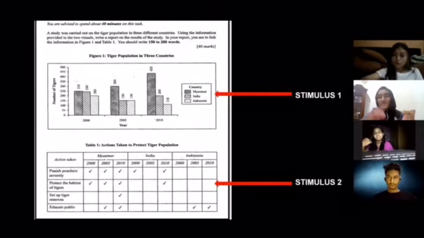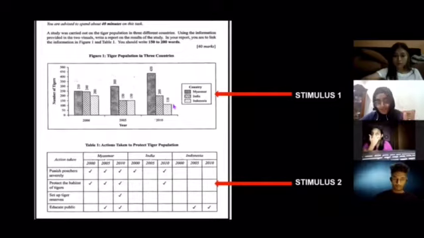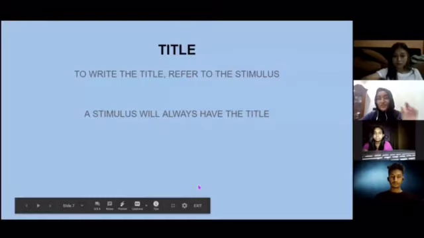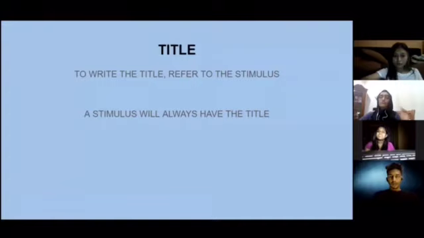So basically, a stimulus is what visual information they provide to you. For example, the first one, Figure 1, the bar graph, is the first stimulus. And then the second one, below, the table, is the second stimulus. The first thing you should write in your MUET report writing is the title.